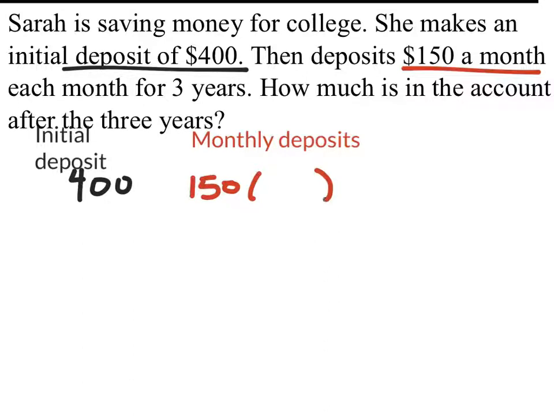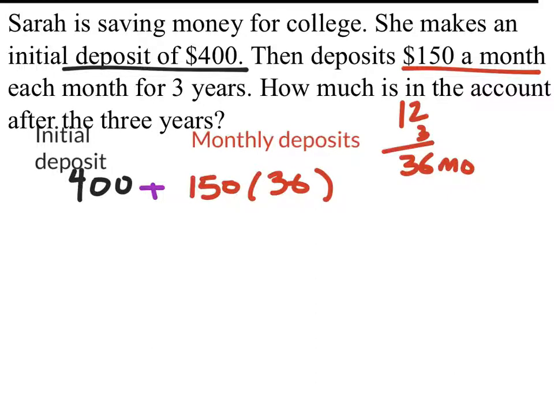Now, that's $150 a month for 3 years. So we've got to figure out how many months are in 3 years. There are 12 months in a year, multiplied by 3 means there's 36 months. Which means we're going to take the 150 and multiply it by 36. When we add these two together, we will get the amount of money in the account after the 3 years.